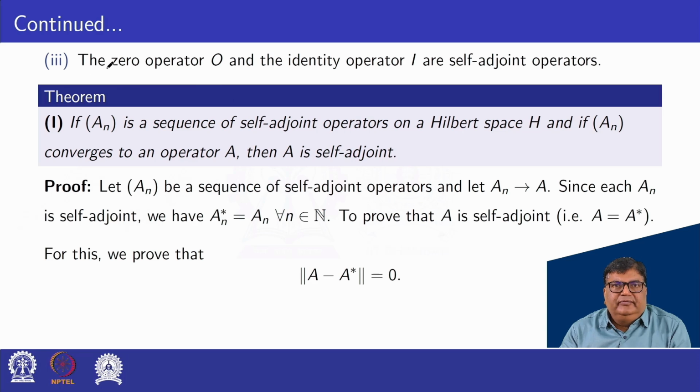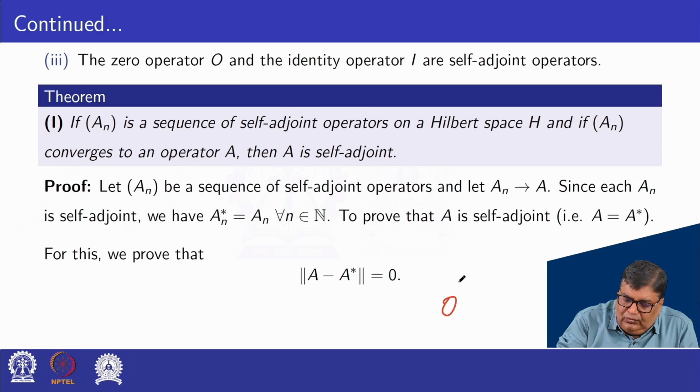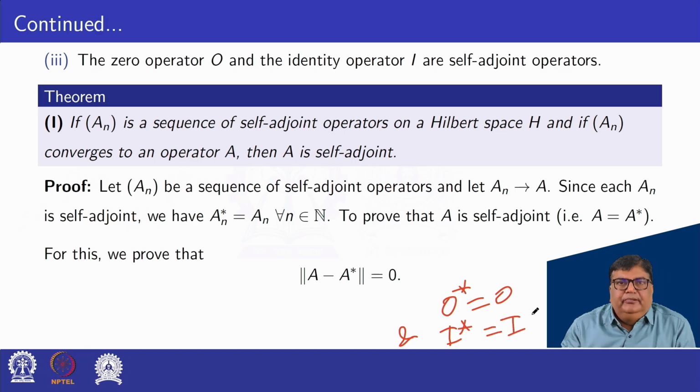Third property, the zero operator O and the identity operator I are self-adjoint operators. Already we have proved O star is equal to O and I star is equal to I in the previous lecture. So zero operator and identity operator are also self-adjoint operators.